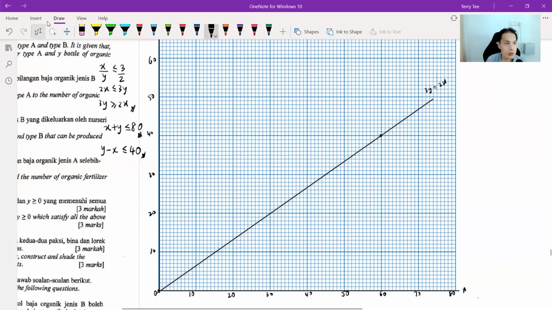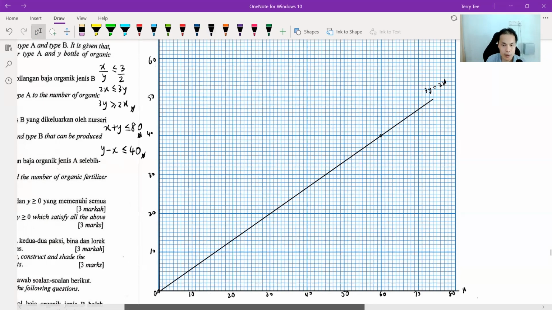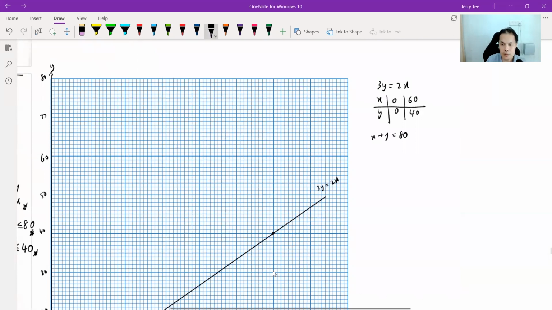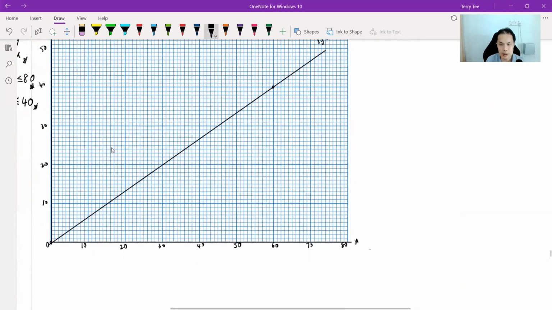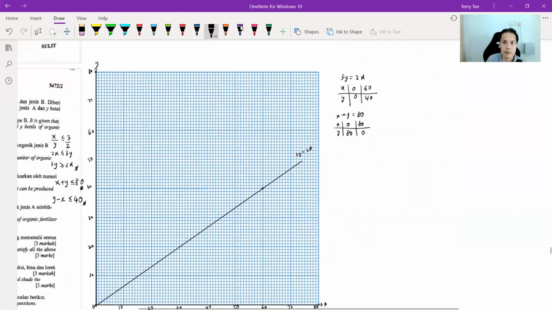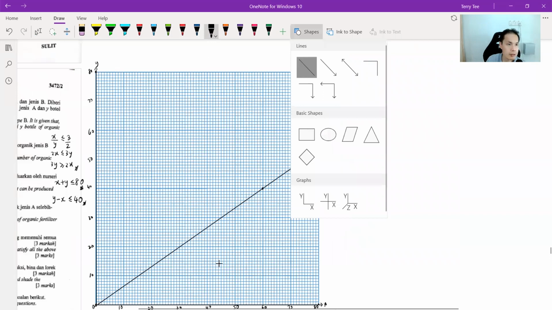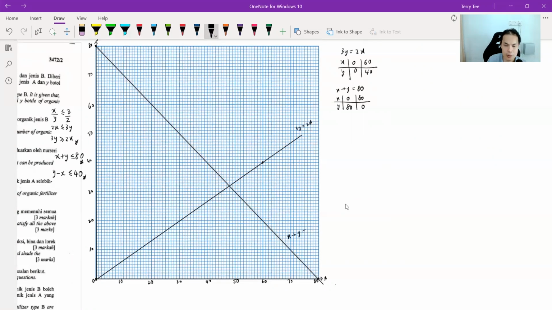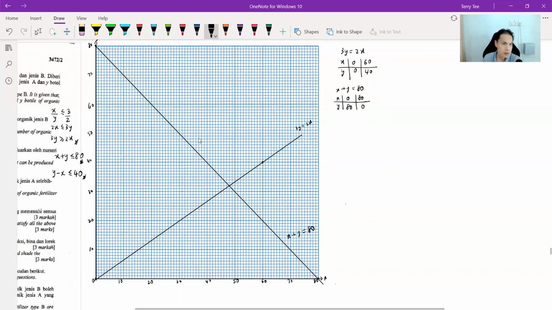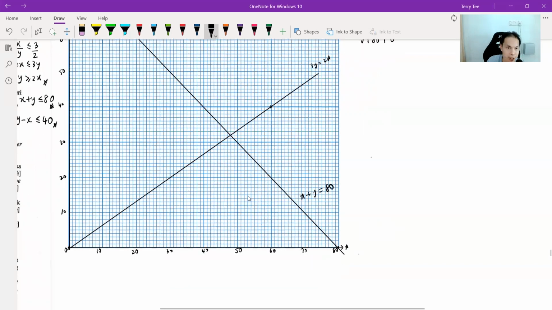The second line we're going to draw is x plus y equals 80. This is easier because we can just use x equals 0, so y will be 80. Let y be 0, so x is 80. So the points are 0, 80 and 80, 0 over here. Let's just draw. My straight line should start from here all the way down. There you go, x plus y equals 80. I think it's quite okay. Not too perfect, but it's all right.